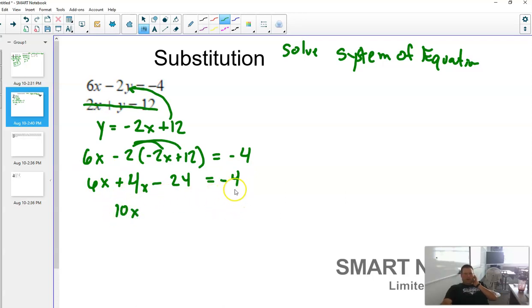Add 24 to both sides, and that would give me equals 20, and then divide by 10, and that would give me x equals 2. So now I have x.